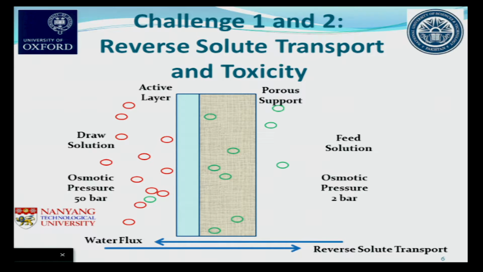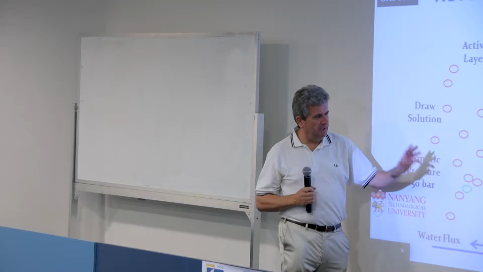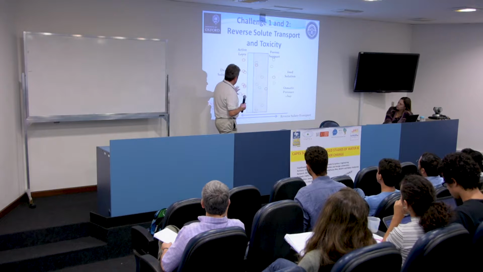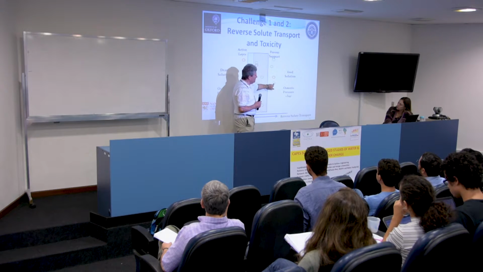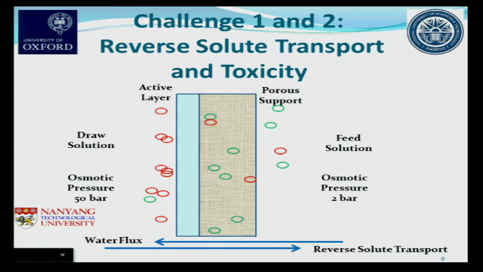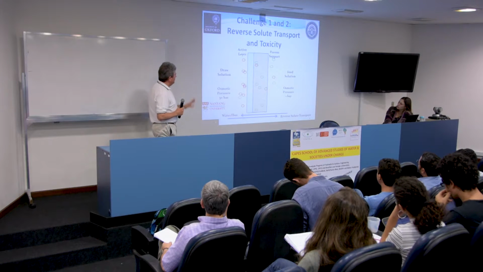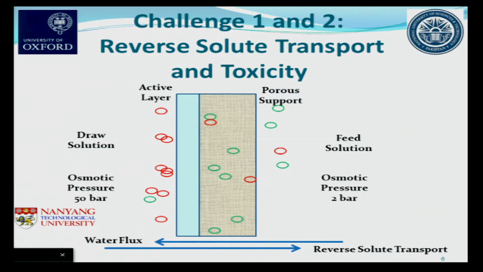So there you can see how this feed solution has moved to the draw side, and you can see how some of the draw solute has moved over to the feed side. So neither one of those is desirable, but certainly what we don't want to happen is we don't want to contaminate this draw solution with the feed, because that spoils the draw. We don't want to contaminate the feed with the draw solute, because this may be toxic to whatever's in here. So if this is a bioreactor, we have toxic solutes coming through, which could kill the bugs. So that's really part of the purpose of the research, to look at that.